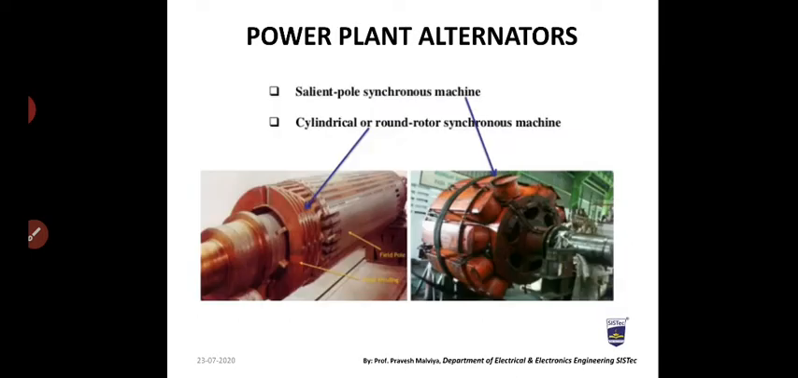Now what is the speed range of these rotors? In a hydropower plant, this projected pole synchronous machine rotates at quite low rpm. It can be up to 400 to 600 rpm, but the cylindrical rotor rotates at quite higher rpm. It can be up to 3000 rpm. So based on the requirement of the power plant, we can choose any one of these.